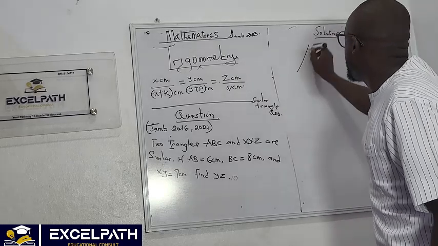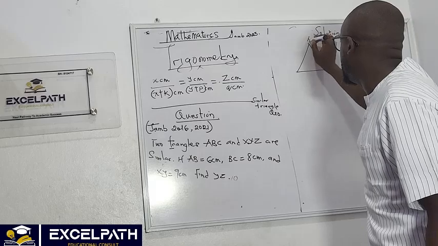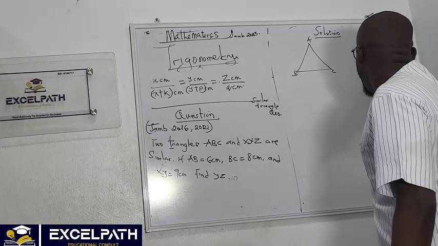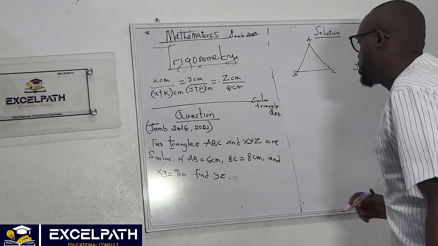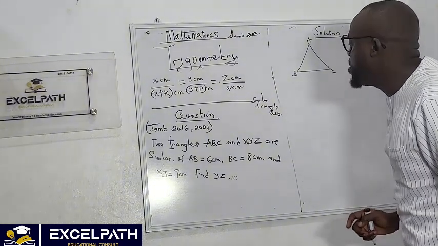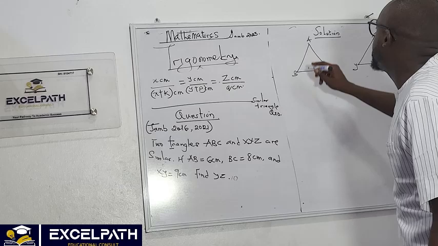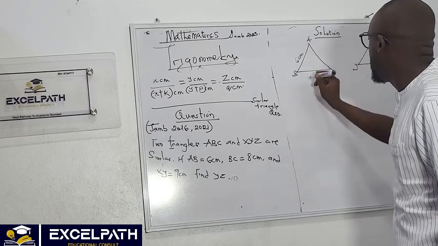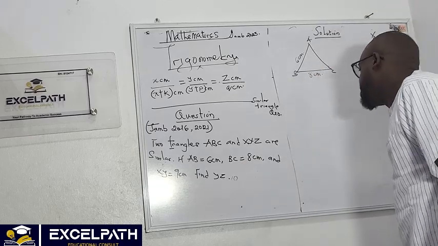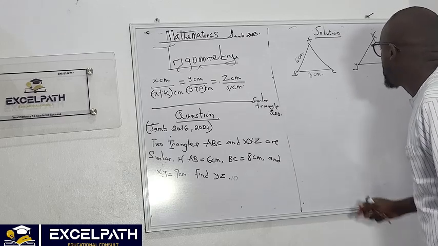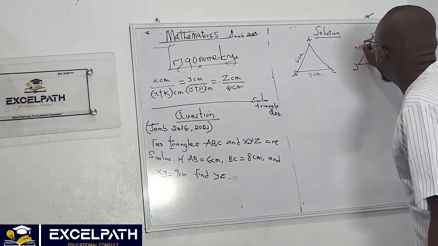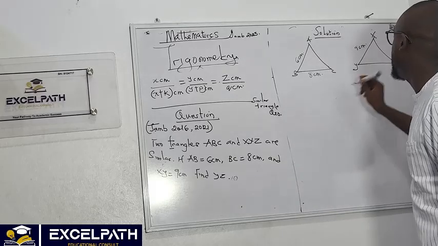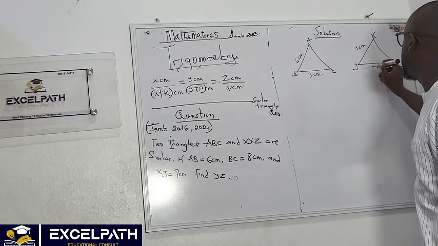We have two triangles. The first triangle is ABC. The second triangle is XYZ. What is line AB? Line AB is 6 centimeters, from here to here. Line BC is what? 8 centimeters. Line XY is what? 9 centimeters. Find what? Line YZ. Let's call it x centimeters.